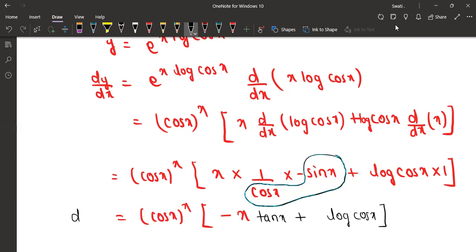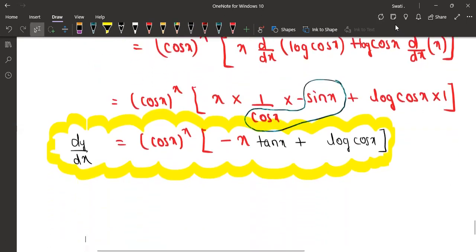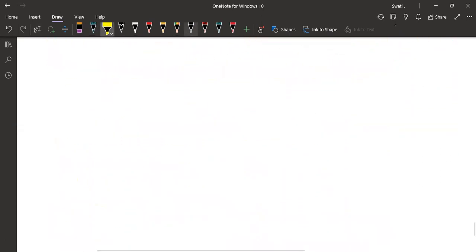So therefore the final answer is dy/dx is equal to cos x raised to x into minus x tan x plus log cos x. If you want, you can also rewrite this as cos x raised to x, and then into log cos x first, and then minus x tan x. So this is the answer. Now we can go to the next question.